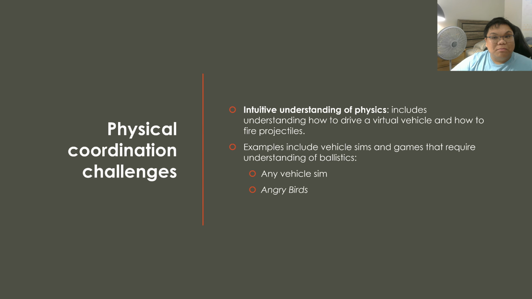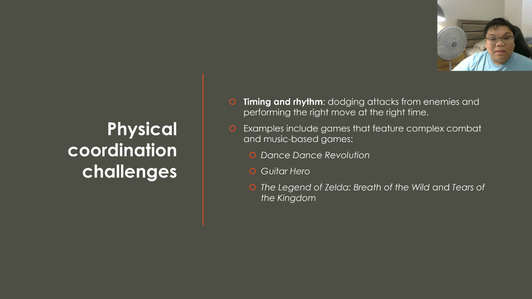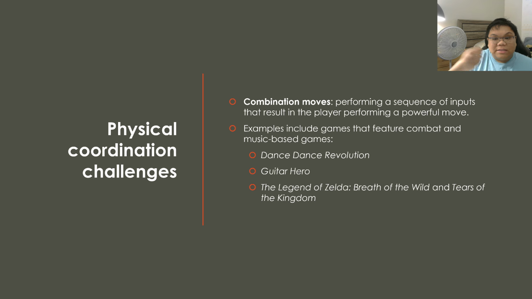If you're launching things like in Angry Birds, timing and rhythm, dodging attacks from enemies and performing the right move at the right time. This might sound like rhythm games, but they might also apply to combat in other games. So that's why I put down as examples Dance Dance Revolution, Guitar Hero, and Breath of the Wild and Tears of the Kingdom. Combination moves, performing a sequence of inputs that result in the player performing a more powerful move. Again, these examples may also fit.